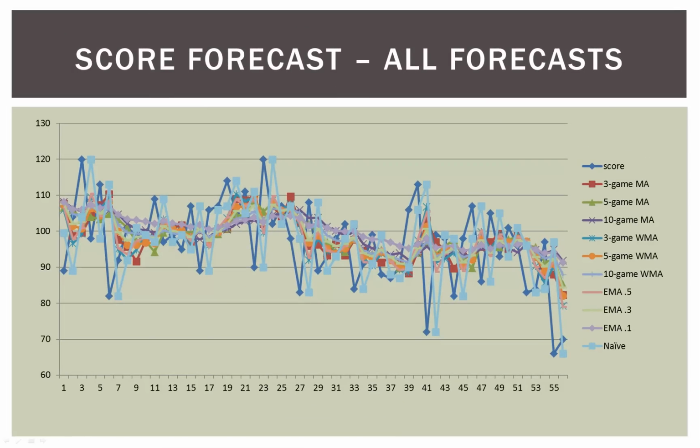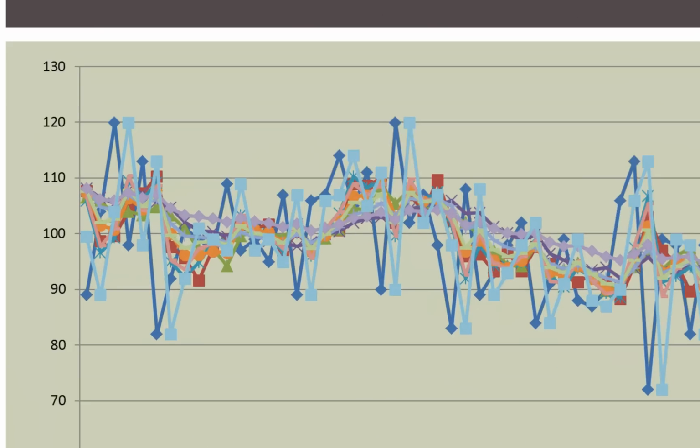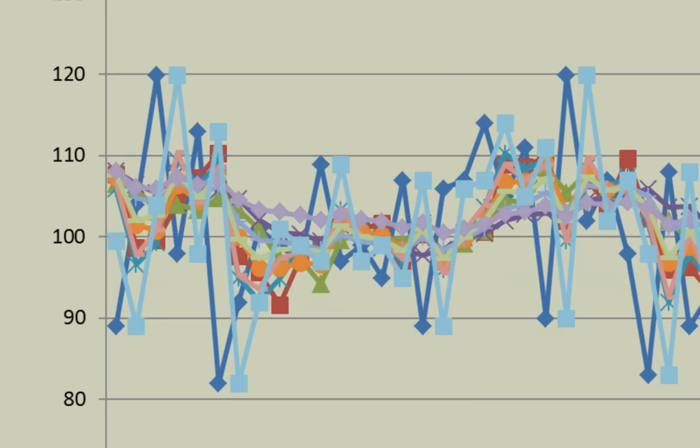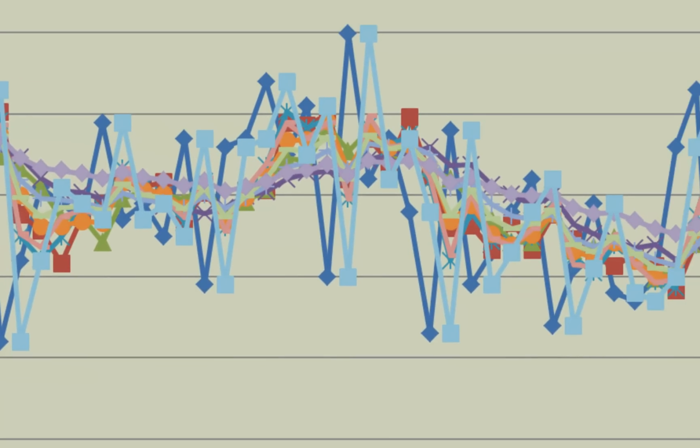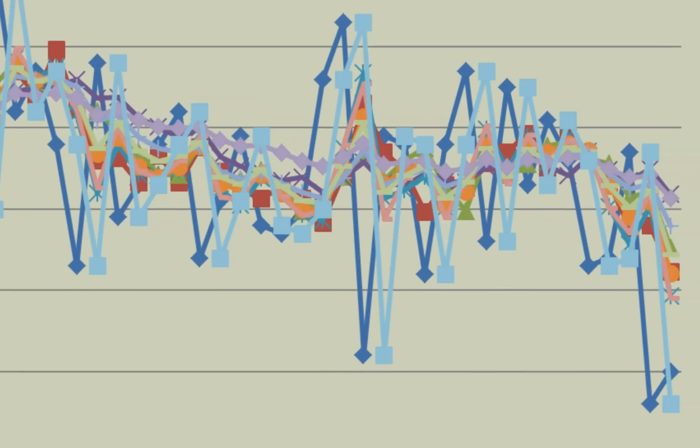Now this is actually the score forecast for all the forecast models we're going to consider in this problem. This graph is a mess. You can't really read it. There's just too much there. However, what I want to point out is that the actual score, that's in the dark blue, so you can see that jumping up and down quite a bit.